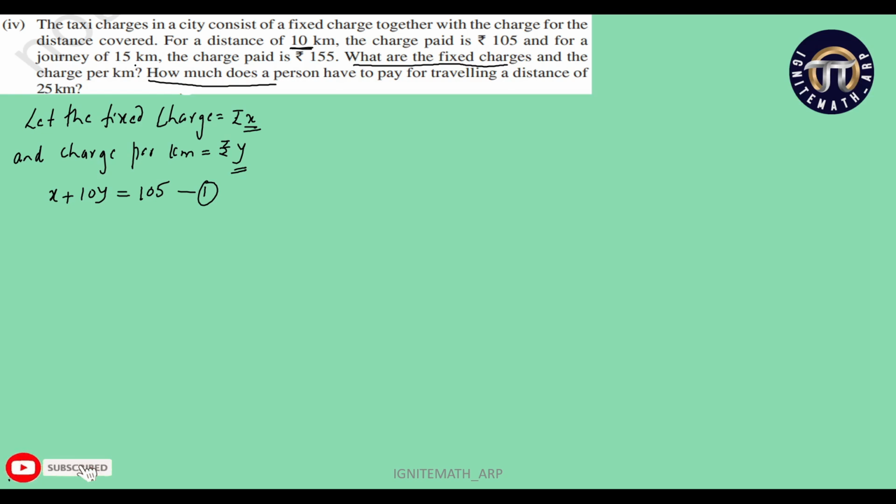And for a journey of 15 kilometers, again he has to give the fixed charge. And how much charge per kilometer? y. How many kilometers has he traveled? He has traveled 15 kilometers. So x plus 15y is equal to 155. This is the second equation. Clear, children? So now you are asked to find out what is the fixed charge and what is the charge per kilometer, and also how much he has to pay for a distance of 25 kilometers.